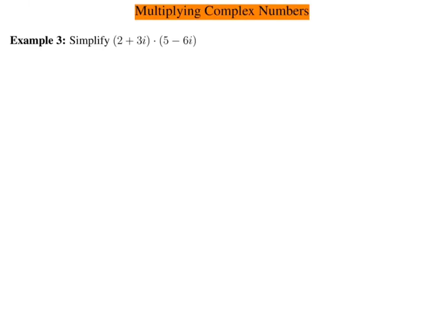Now, multiplying, this is where the fun actually begins. It really catches up with us later, but for now, we're going to start to have fun. So we have 2 plus 3i times 5 minus 6i. It's a bunch of stuff that needs to get multiplied together. In fact, this is a case for FOIL. 2 times 5 is 10. 2 times negative 6i is negative 12i. 3i times 5 is 15i. And then pay attention to this last one, 3i times negative 6i is negative 18i squared.